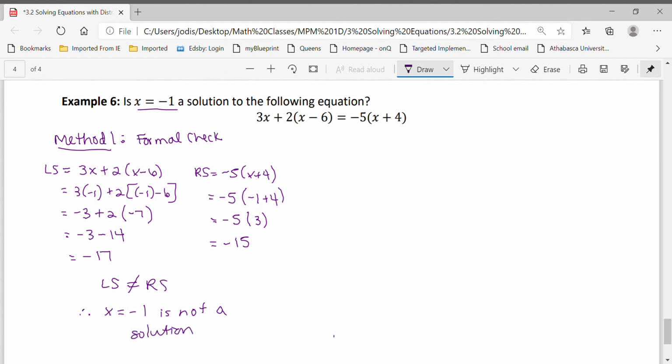Now the other way we could do this, right, is to isolate for x, right? We could actually just solve and figure out what x is. So we're going to try that as well.